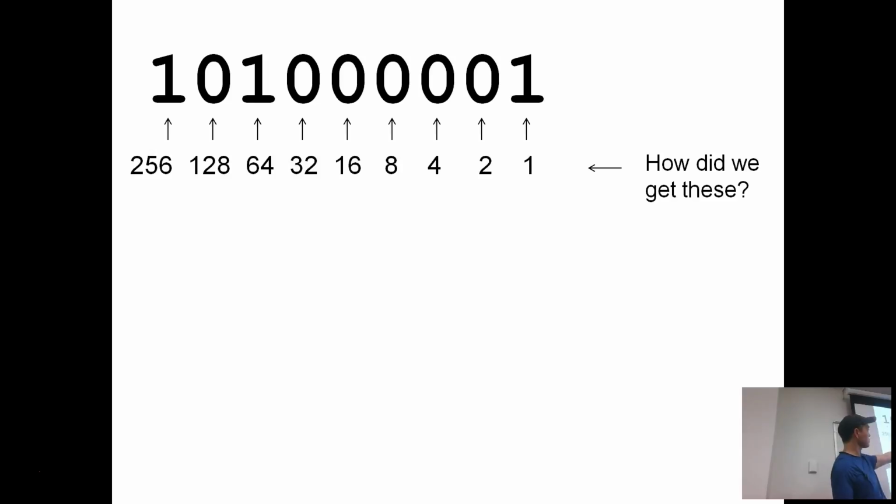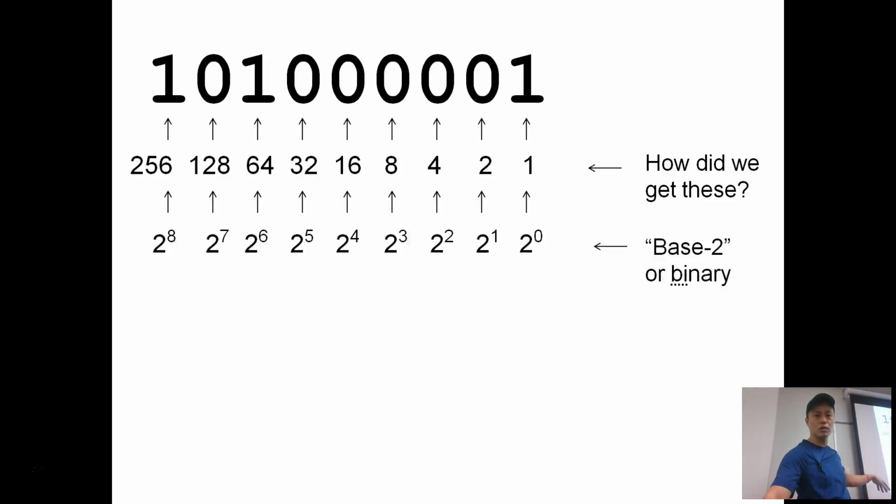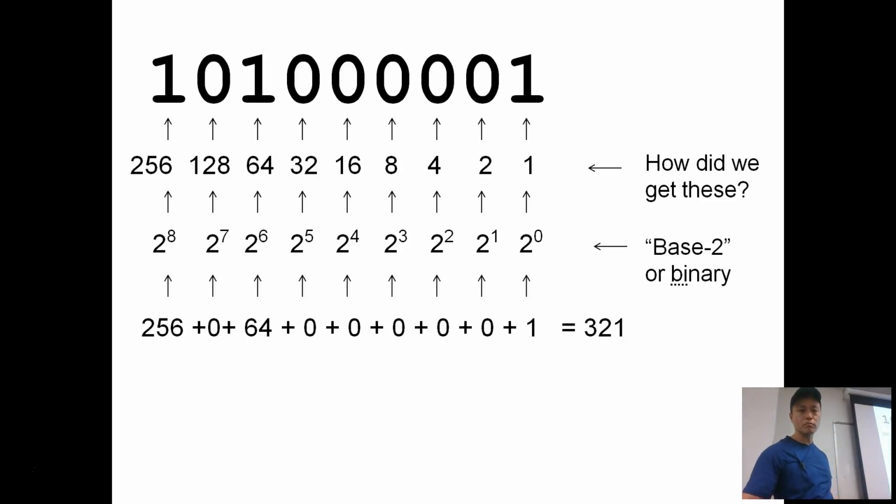So at the rightmost, this is 1. This position is 2, 4, 8, 16, 32, 64, 128, and 256. Those are value positions. And these correspond to powers of 2, right? 2 to the 0, 2 to the first power, the second, all the way to 2 to the 8th power. And so we label this as base 2 and binary because of this base being 2.